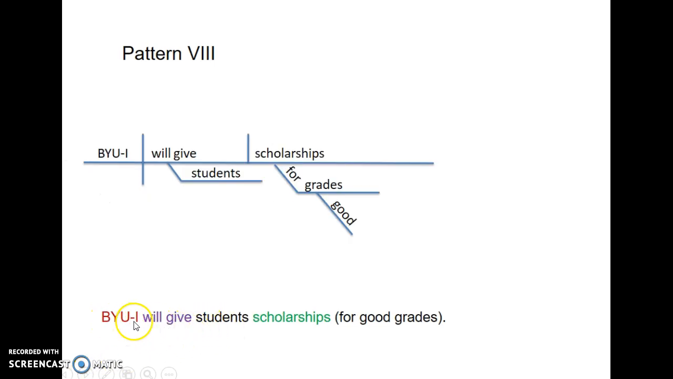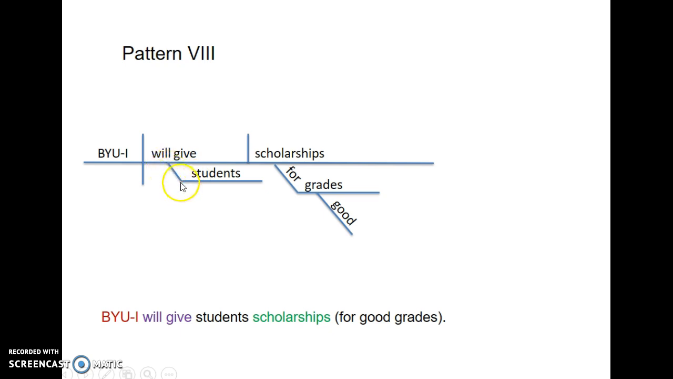BYU Idaho is our subject in this one. We have 2 verbs, will and give, with give being the main verb. Will is just conveying the idea of future tense. So we want to focus on give. That's an action verb. Give what? Give scholarships is what's receiving the action of the giving. It's what's being given. So that's our direct object. And then we have students and good grades left. The students fit in because they're giving scholarships to students. So that is the indirect object.